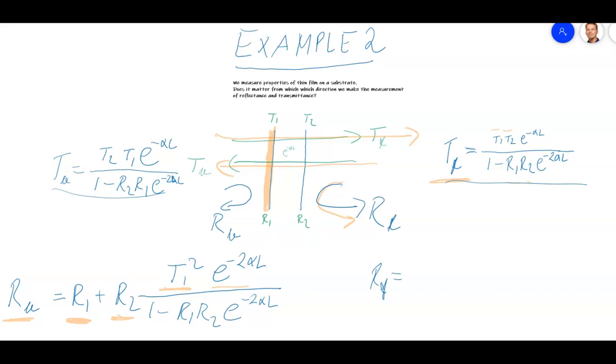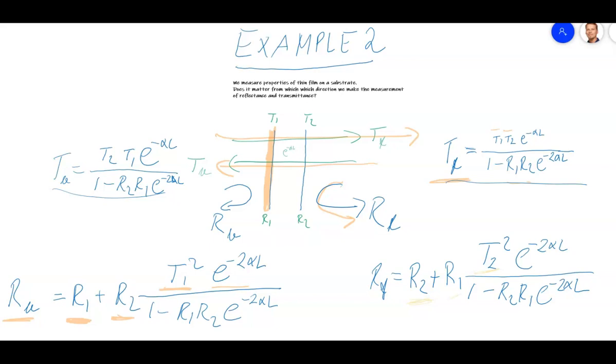Here, the first term is R2, R1, transmittance of the second interface, loss of the substrate. And now we see that the expressions are not the same. So we have some differences.